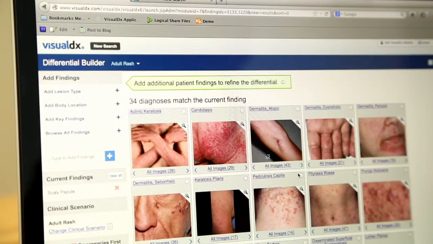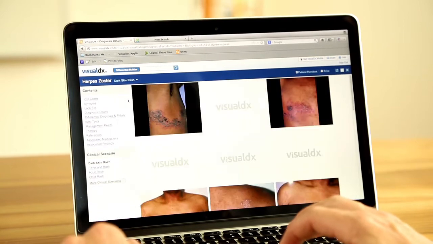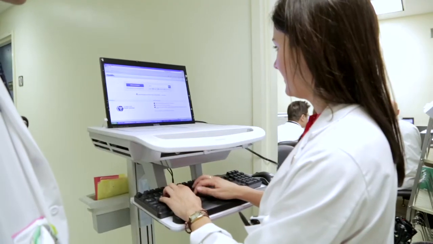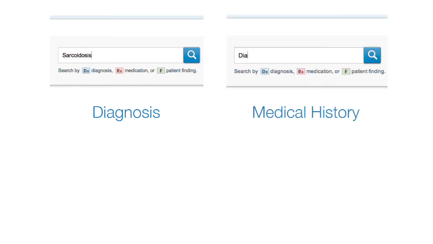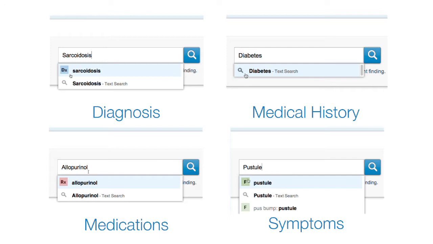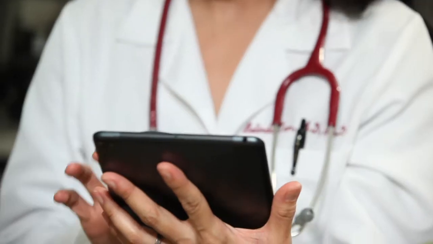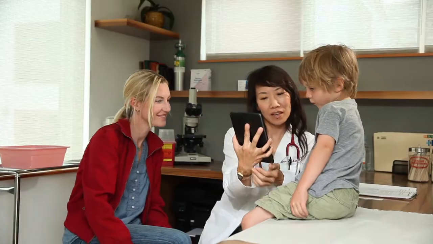VisualDx was built by medical experts as a structured knowledge database with distinct data points. Rather than just textbook cases, we represent the entire range of how diseases present in patients. Doctors are able to search anything they want or multiple things at once, like diagnosis, medical history, medications, or symptoms, immediately and at their fingertips during the patient visit. VisualDx results in the most accurate differential diagnosis possible and saves time so the doctor can focus on the things they do best, taking care of the patient.